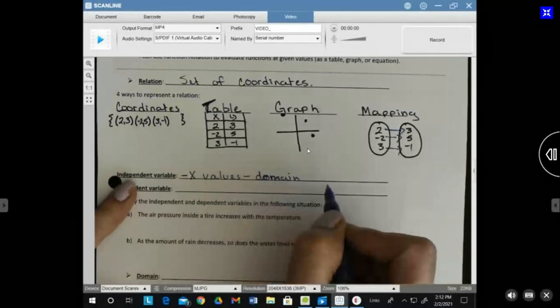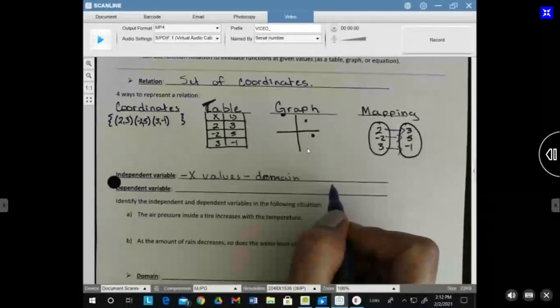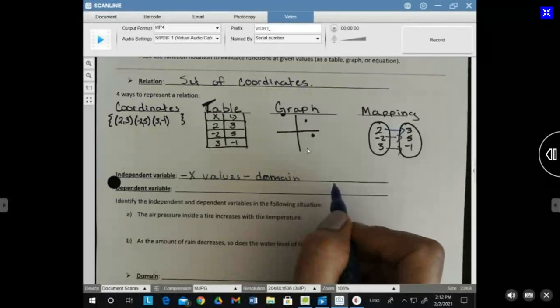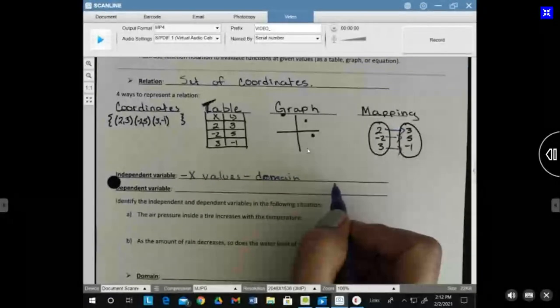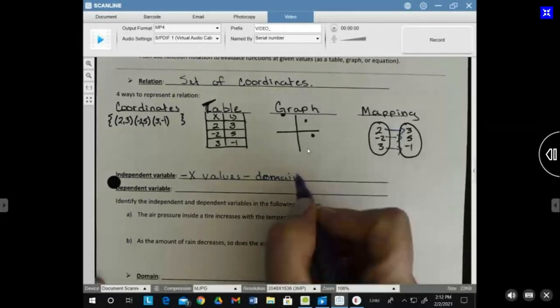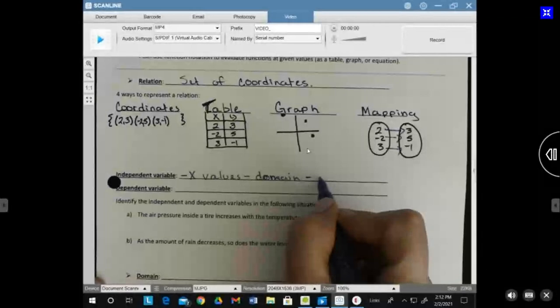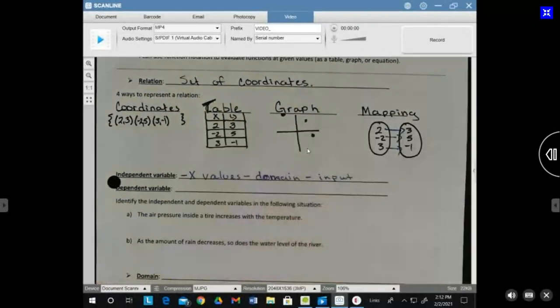When we were doing f of x, what did we do with the x's? And we put them into the equation. So they were called the input. Oh my goodness. Input. That wasn't in the notes. That was in the notes. You just hadn't done your notes yet. Oh. I got the vocabulary down.